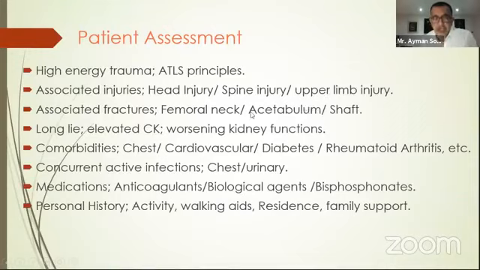Never discount associated fractures, whether of the ipsilateral bone or other parts of the body. Always think about whether this patient had a long lie, the effect on kidney functions and elevated creatine kinase. Comorbidities are important. Again, I'm not going to go there because we already discussed that in previous talks. It's very important to realize what's the state of activities of these patients.